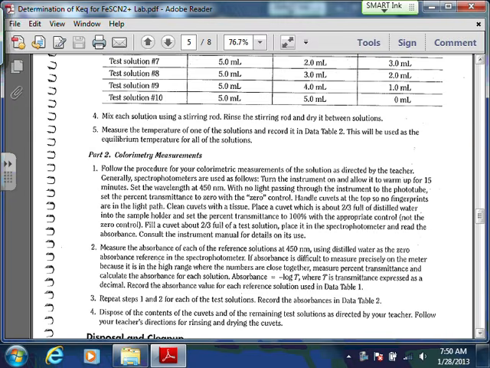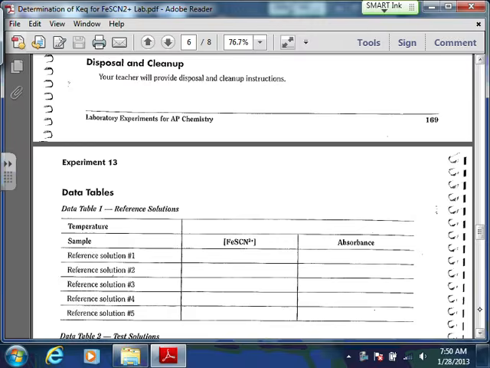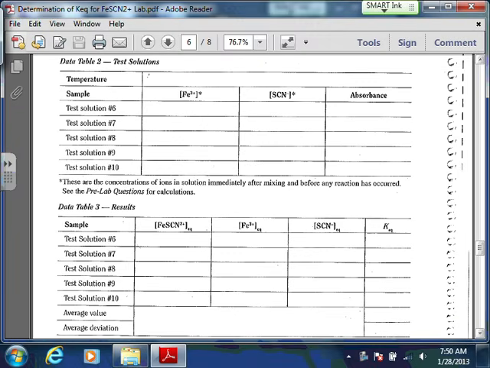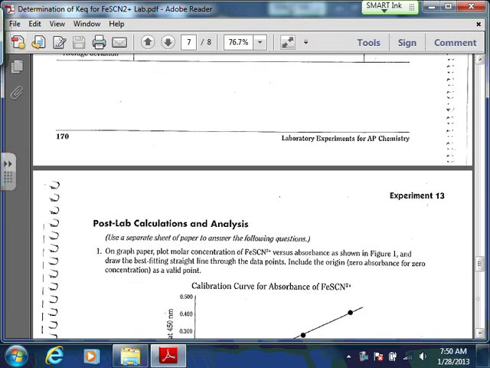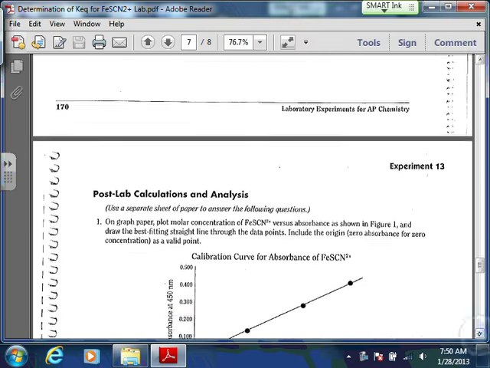I will tell you how to do the colorimetry measurements. We've got a computer program that's going to help us do that, and hopefully we'll get good data here. Now, data table 3, these are the results, and I believe that the Postlab helps you out with how to get all the calculations you need for data table 3.